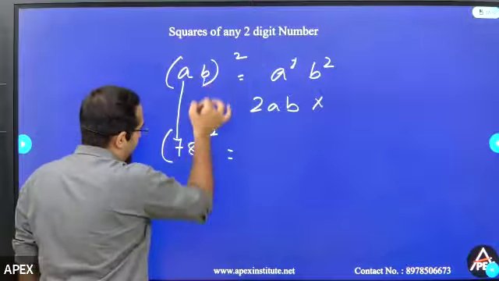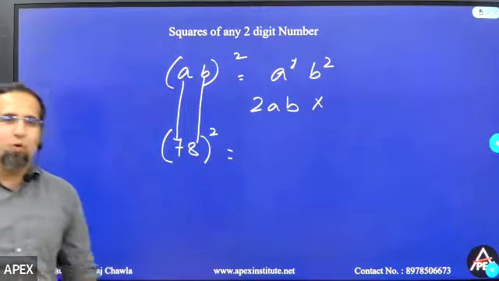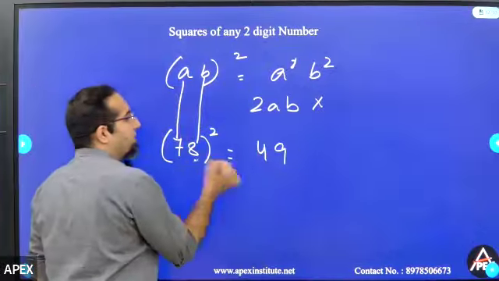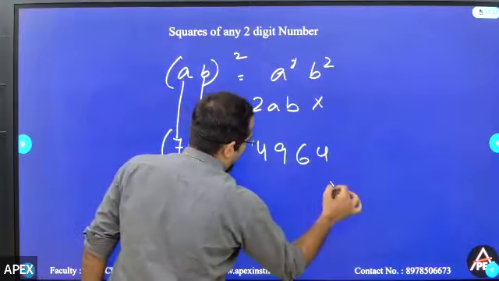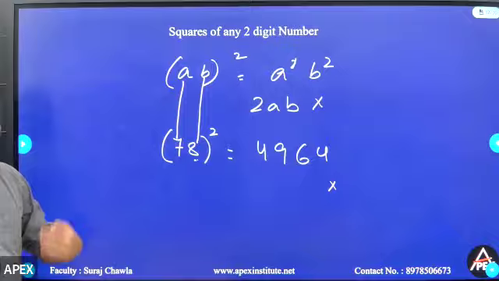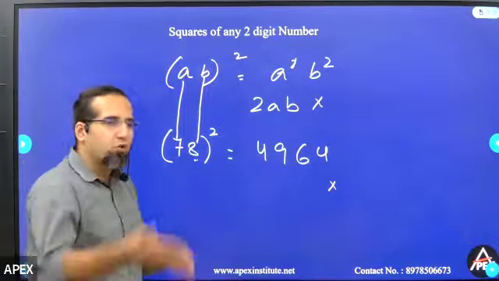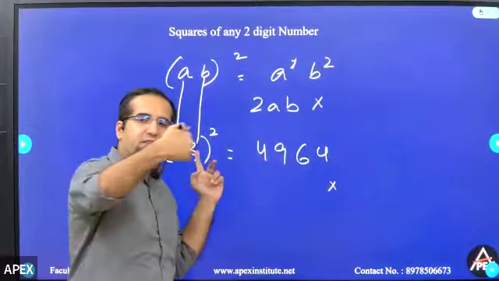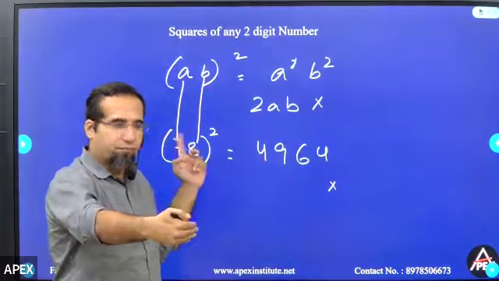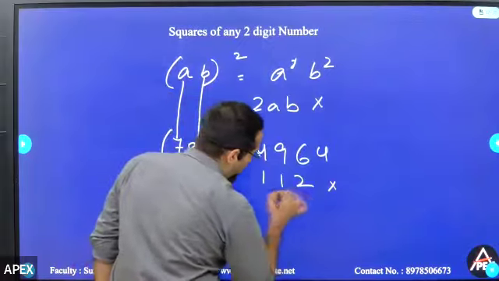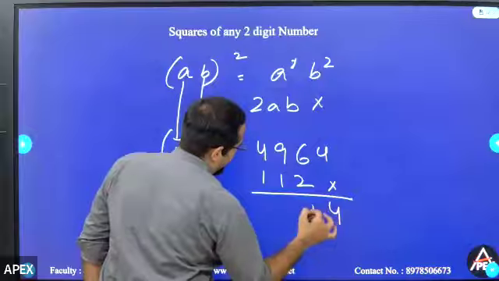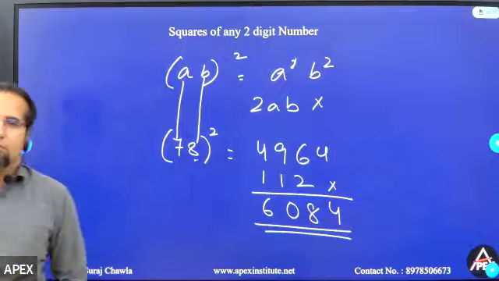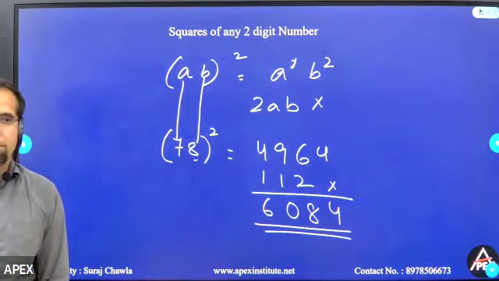So this becomes a and this becomes b. So what is a square? 7 square, that is 49. What is b square? 64. I put a cross. And now I want 2 into a into b. Now it's better to do a into b into 2. So what is 7 8s? 56. 56 into 2, 112. Clear? So I write 112 and I add them. So this is 4, this is 8, this is 0, this is... Yeah, I'm giving you, don't worry.